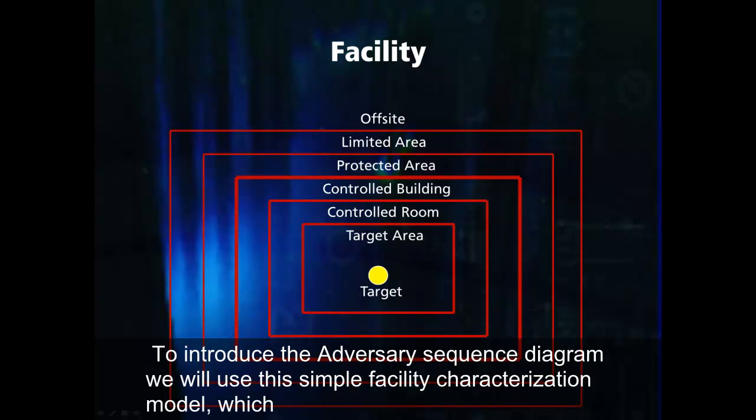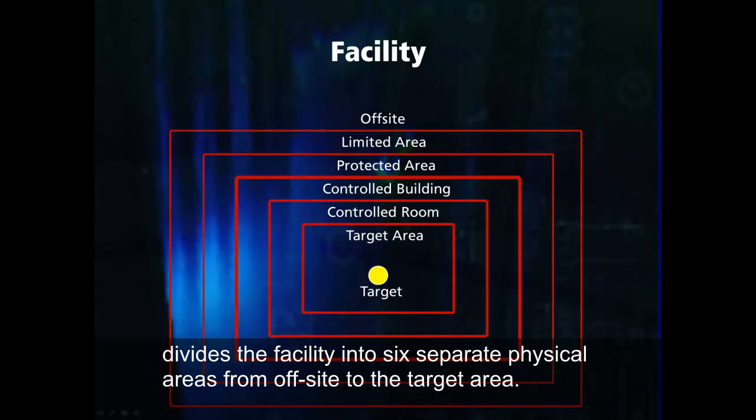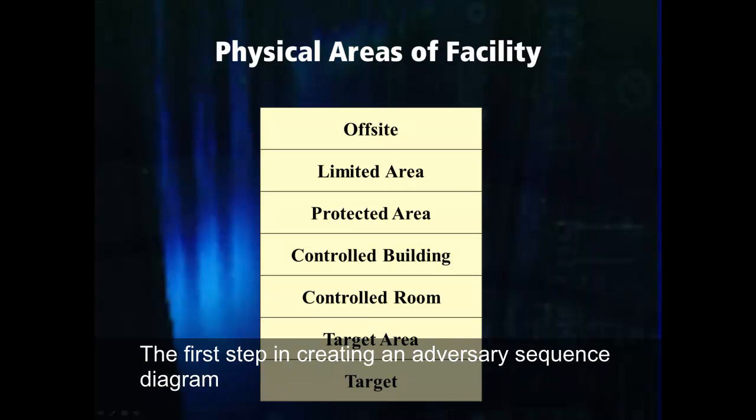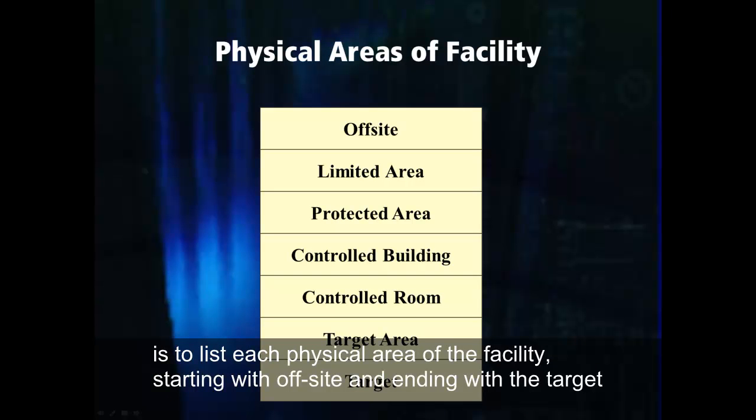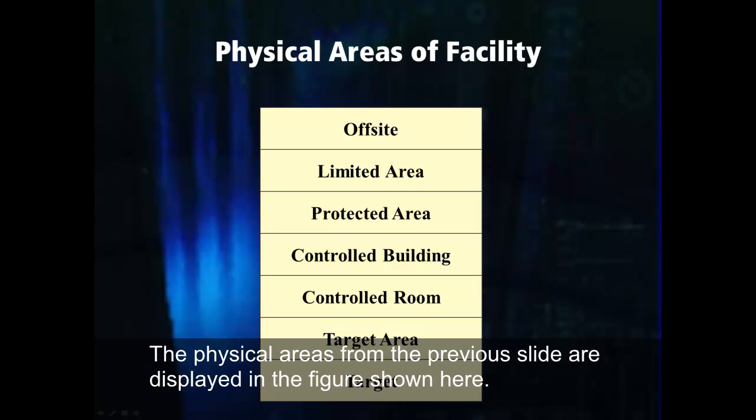To introduce the adversary sequence diagram, we will use the simple facility characterization model, which divides the facility into 6 separate physical areas from off-site to the target area. The first step in creating an adversary sequence diagram is to list each physical area of the facility starting with off-site and ending with the target. The physical areas from the previous slide are displayed in the figure shown here.